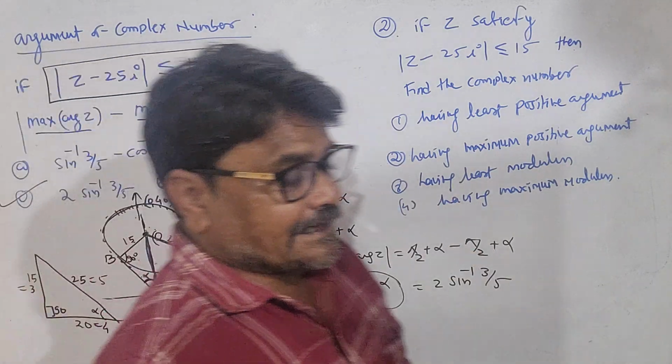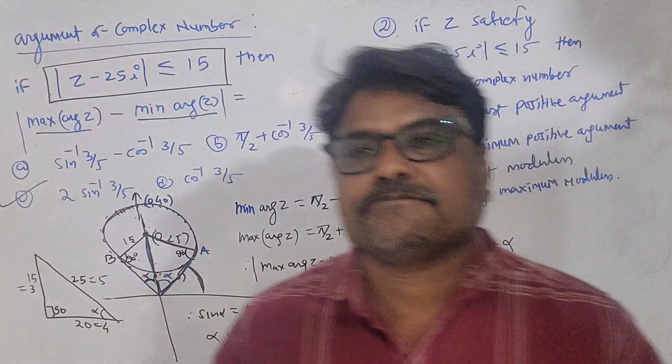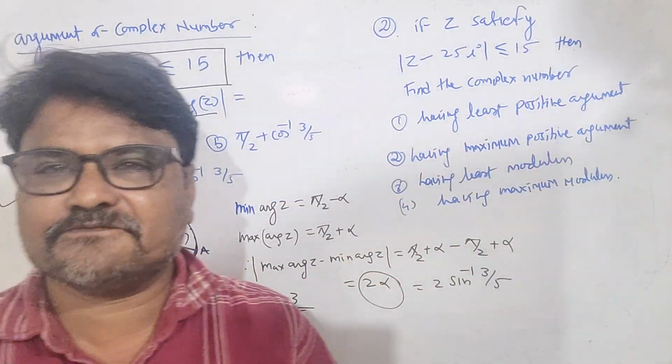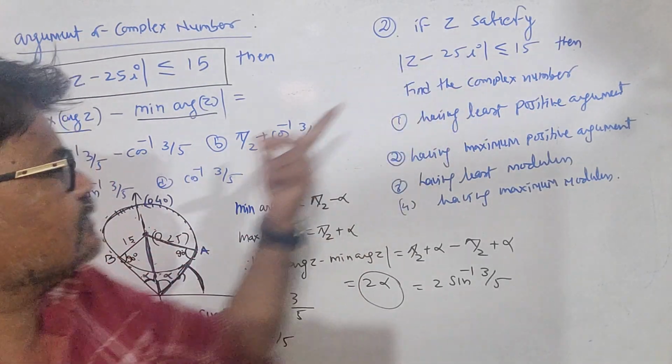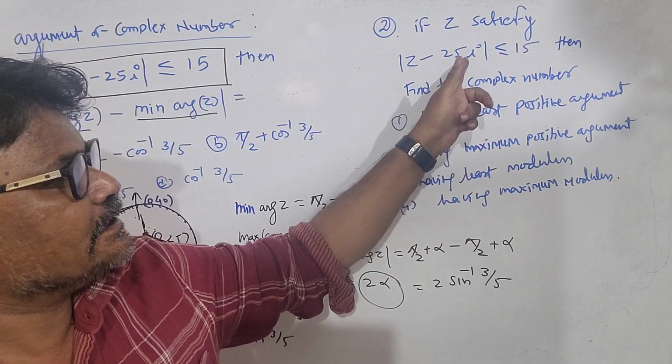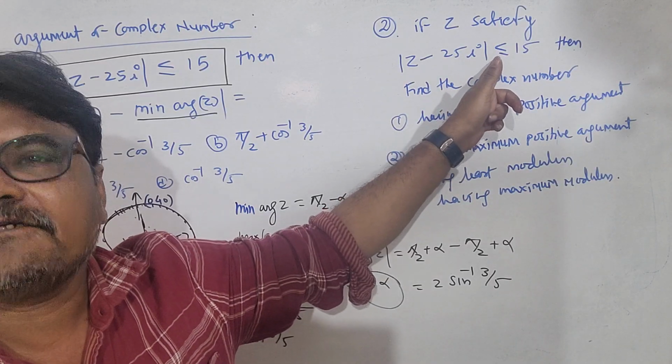Now look at this second question. Now you can solve the second question and answer it verbally. Okay. See, the same locus, z satisfies this locus, the same one. Modulus of z minus 25i is less than or equal to 15.